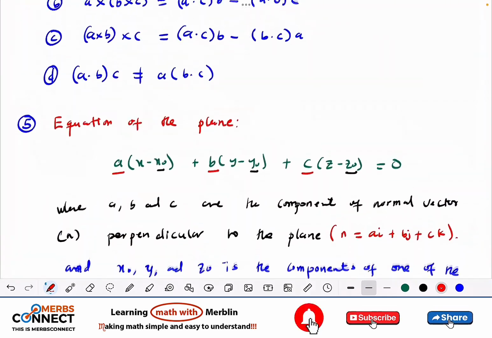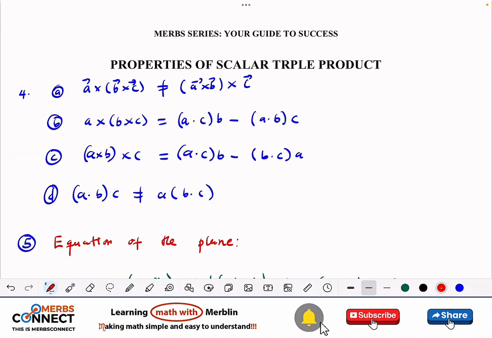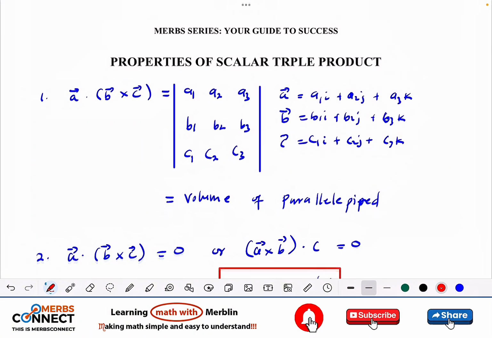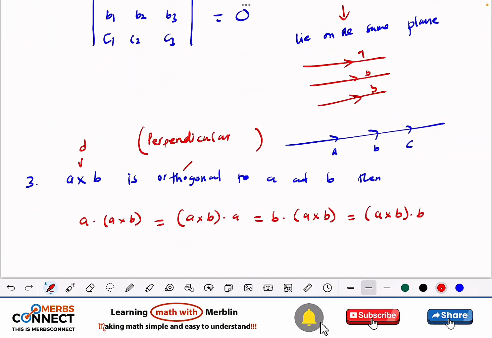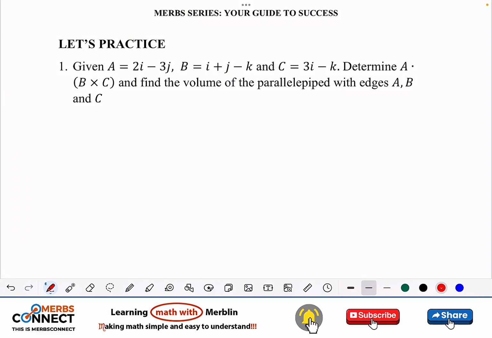So I think these are basically the properties that we need to learn under the scalar triple product, everything that we need to learn from here. So let's take some examples and see how we can work with that. We are given this, this, and that, and we want to determine A dot B cross C. And then when you are done, we find the volume of a parallelepiped with edges A, B, and C.